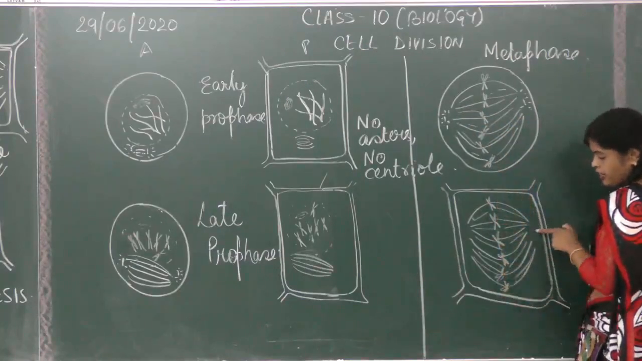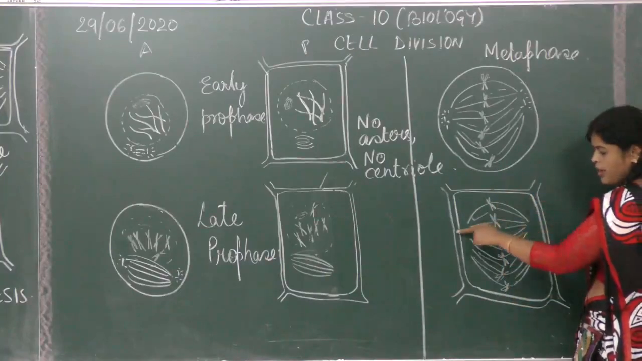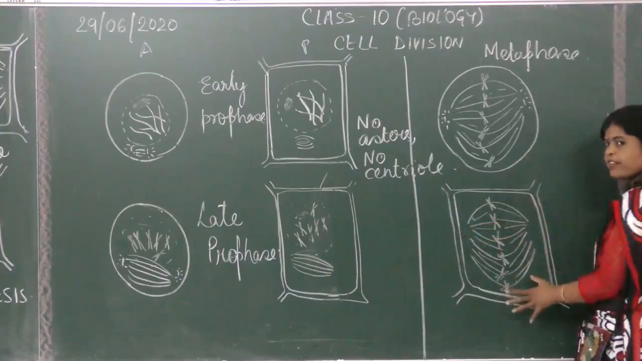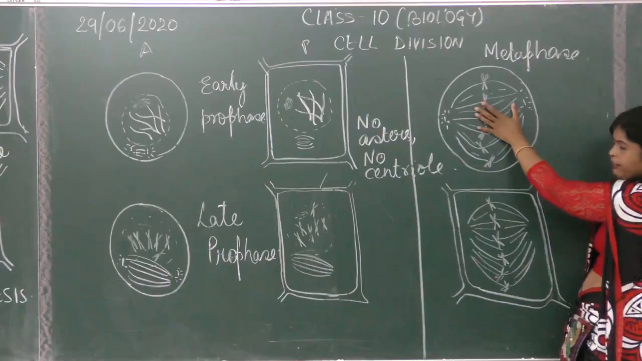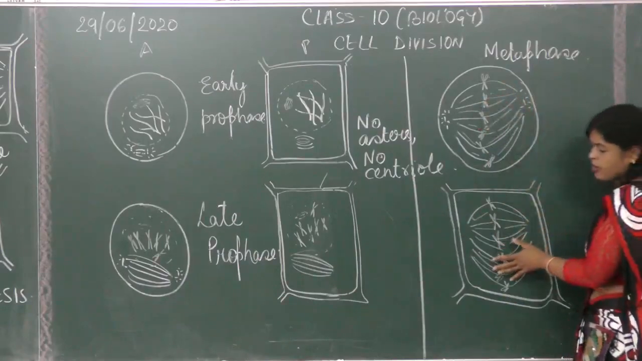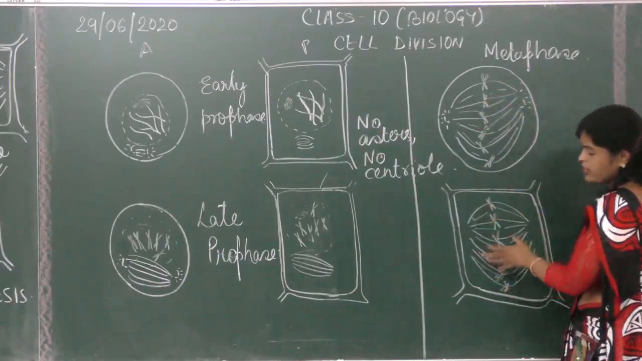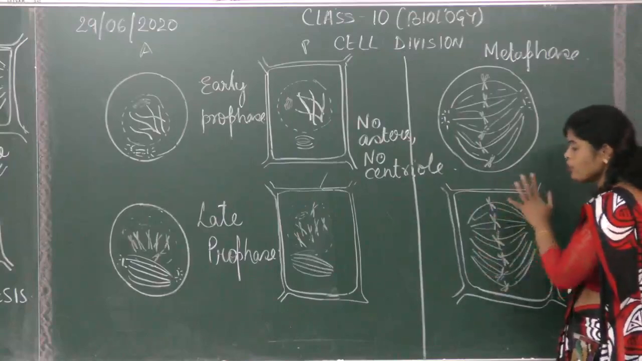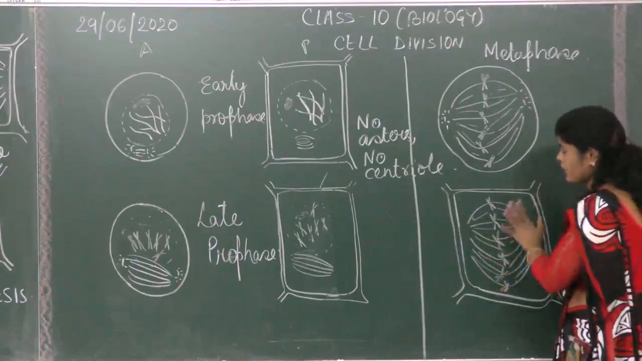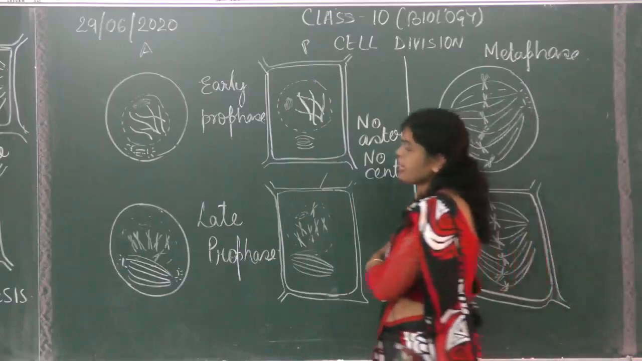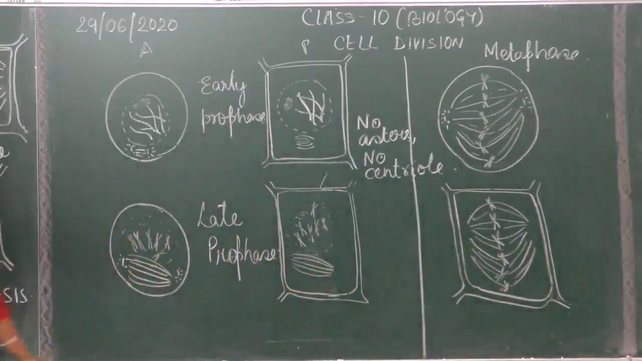Here in the plant cell you see the chromosomes are duplicated, arranged on the equatorial plane. Is it all right? There are no centrioles, no asters, but spindles are well formed. Everything same as in metaphase of animal, but the only difference is here you won't find any centriole, you won't find any aster ray. Okay, now this is metaphase. Now let us come to the anaphase part.